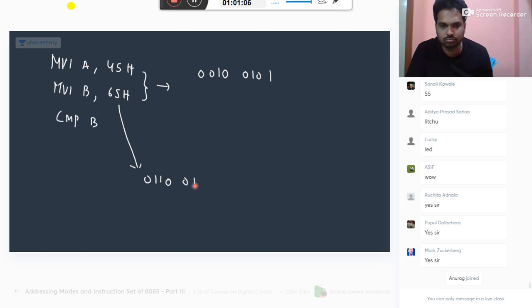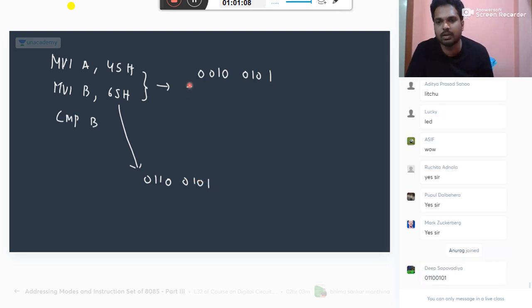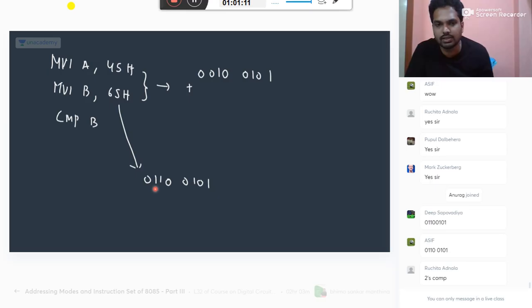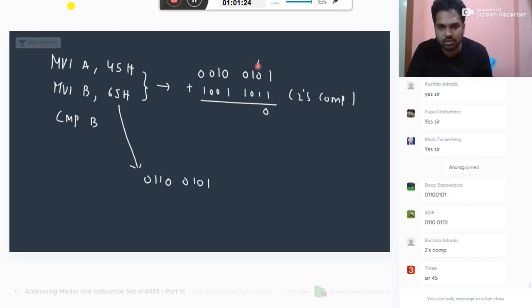Because after subtraction, you know the rules, same rules. Sign flag will be equal to 1. What about zero flag? 0. That is, after this instruction, the accumulator will be the same 45 only, but carry flag will be 1. And zero flag is equal to 0, which indicates A less than B.